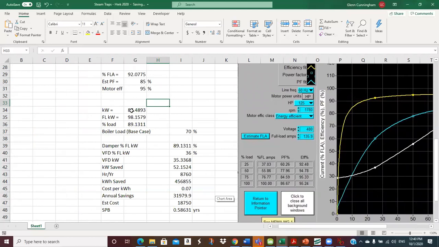Okay, so then for kW, what do I got? Volts, guess what? Volts times amps times the square root of 3 times that power factor, G30, 85%.